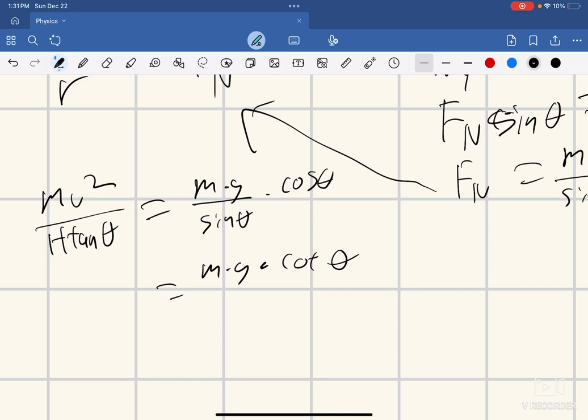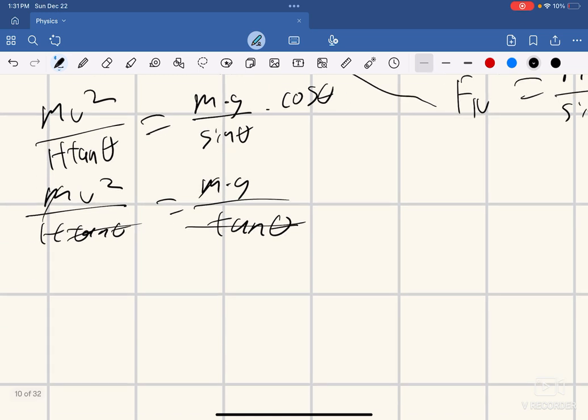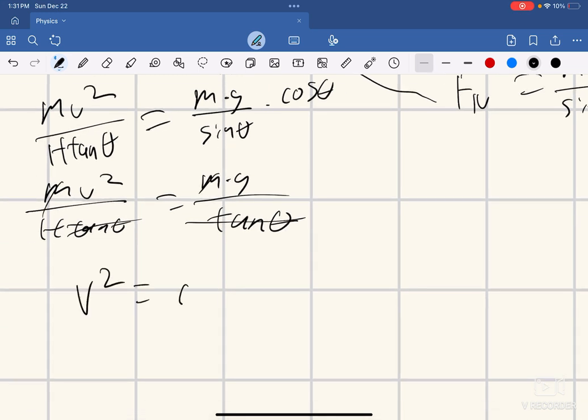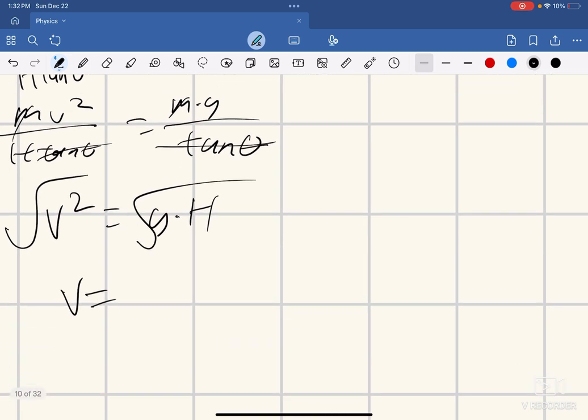And this is easy to think about like this: cotangent is equal to 1 over tan theta, right? So we'll just write tan theta here. And since we have mv squared over h tan theta on here, what we can do is cancel out the tan thetas and also the m's. So what we're left with is v squared is equal to g times h. And we just have to square root both sides, and we get the velocity is equal to the square root of g times h. And that's our formula for velocity. And that's it.